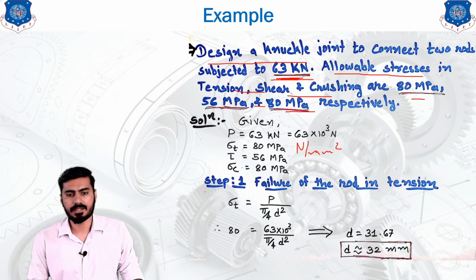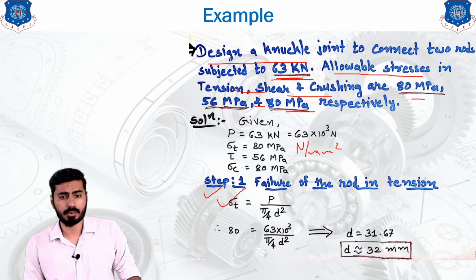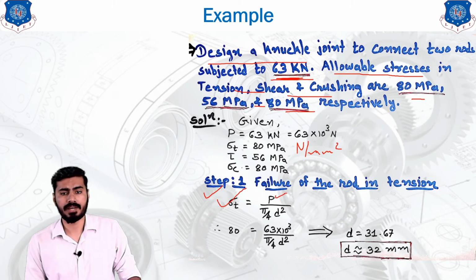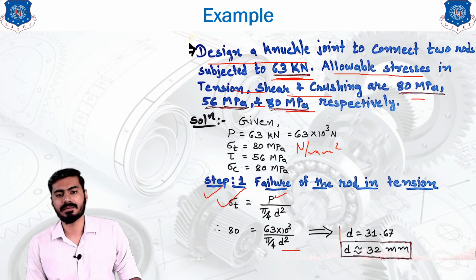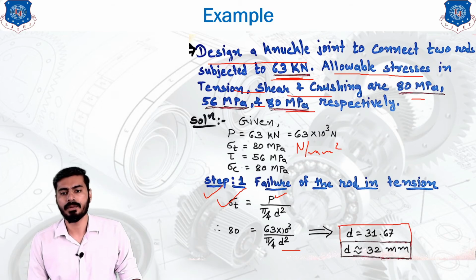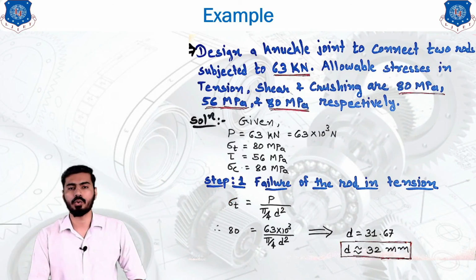The first step is to calculate the diameter of the rod using the failure of the rod in tension. We have already seen the procedure. We just need to put in the values of sigma t and P, then make d the subject and convert it into the standard form. The diameter of the rod comes out to be 32 mm.